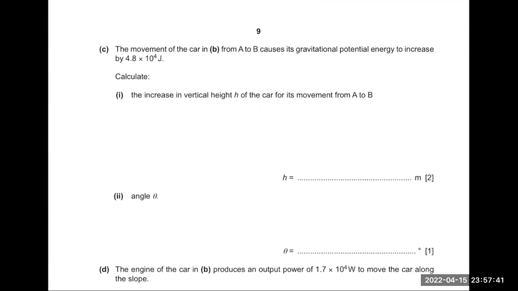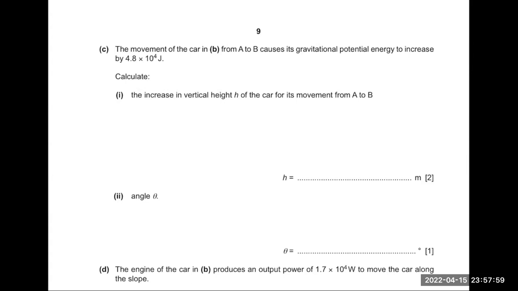Part C says the movement of the car from A to B causes its gravitational potential energy to increase by 4.8 exponent 4 joules. Calculate the increase in vertical height of the car for its movement. So they've given you the increase in gravitational potential energy. They've given you the mass of the car.